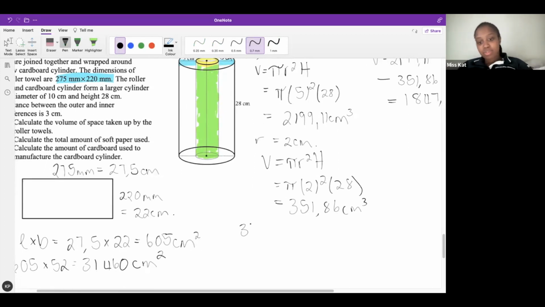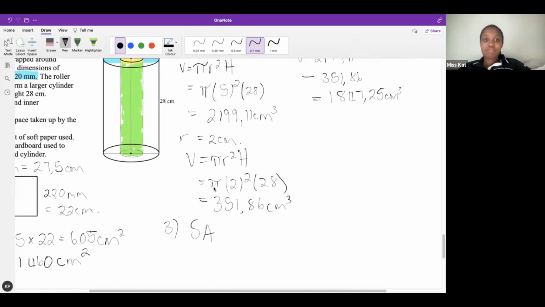Let's see, number 3. Surface area. So we don't do the pi r squared, right? Because that was for the 2 circles at the top and at the bottom. But I want to know how we were going to work out the surface area of this cylindrical part over here. Anyone? Okay, I'm going to write the complete surface area formula for this.